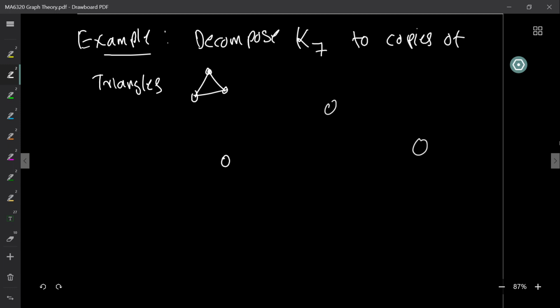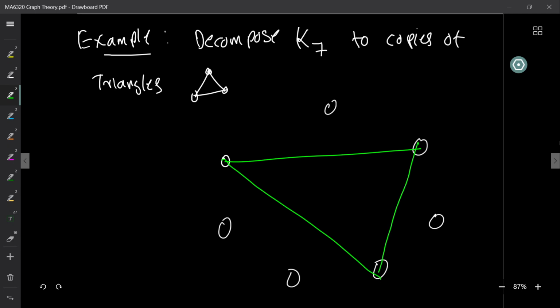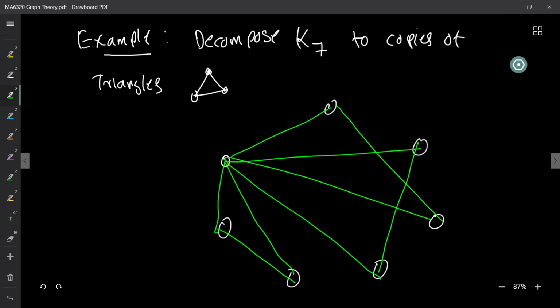Let me just list the vertices first. Then we will see how to decompose it into triangles. Let us take some triangle first. Then I will look at another triangle, and then another triangle. So these are edge-disjoint triangles. So I have done everything with this one vertex that I can do.